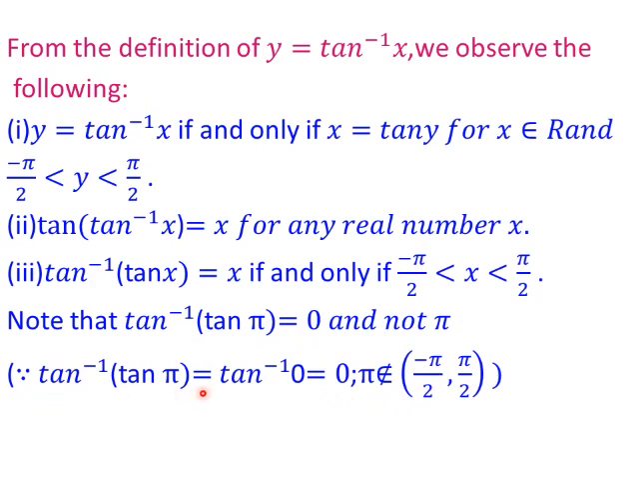Tan inverse of tan pi, I can write it as tan inverse of 0. Tan pi, the value is 0. So tan inverse of 0 is equal to 0. According to that condition only, we have written here tan inverse of tan pi is equal to 0.